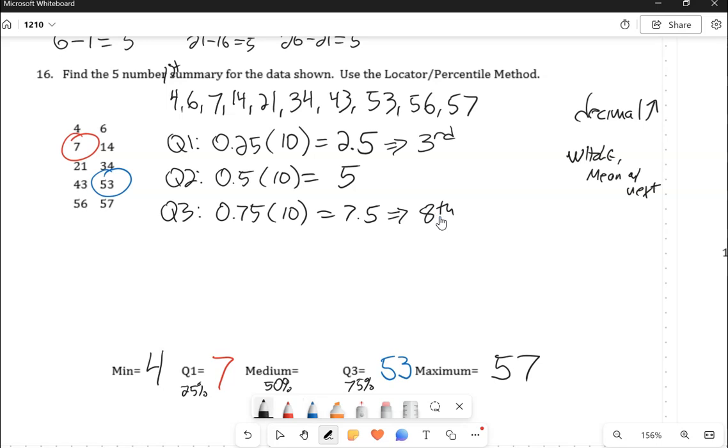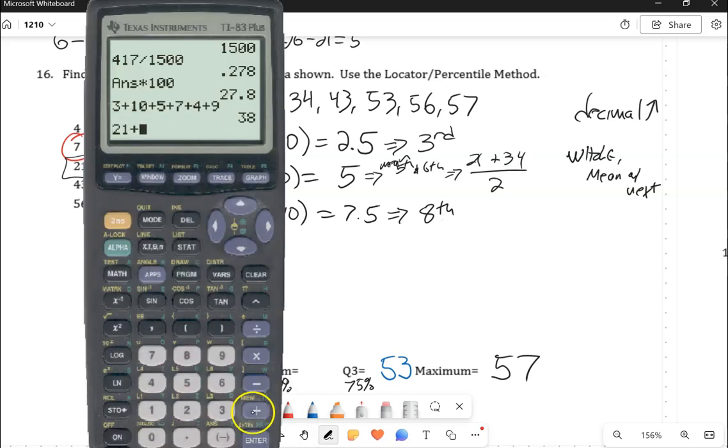Now, if you get a whole number out of the locator method, then you do the mean of the 5th and the 6th. That is, when you add them up, divide by 2. The 5th one is 21 and the 6th one is 34. Back to our calculator. 55 divided by 2. 27.5.